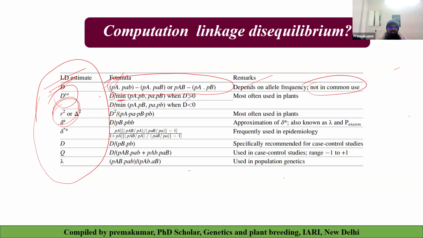When D is more than 0, you use this formula. When D is greater than 0, use this formula. And when D is less than 0, use this formula. Okay. Then another approach is called R square. Most often these two methods, D prime and R square, are used to estimate the LD.